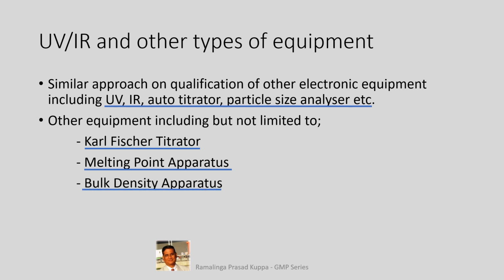Bulk density apparatus. Bulk density apparatus should be qualified as per USP Chapter 616. There are several important points. They include the qualification of measuring cylinder also. There are definite specifications for the weight of the cylinder to be used and the number of taps. You cannot use any measuring cylinder as you wish.